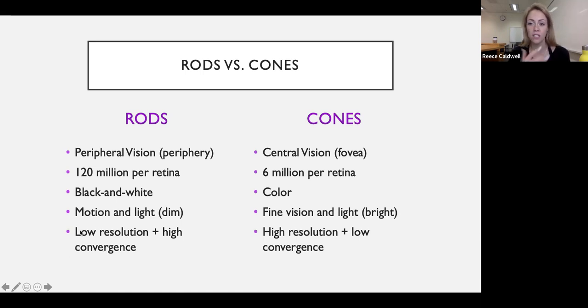The resolution part makes a lot more sense to me, like how the peripheral vision is low resolution, it's blurry. So if I know that it's low resolution, I automatically know it's high convergence. Cones are central vision, very high resolution, very precise and detailed resolution. So I know automatically that's low convergence. So if you can remember resolution or if you can remember convergence, just know the other is inverse. Another little memory trick with cones, they start with C. So cones, C, central vision, C, color. Just another way.